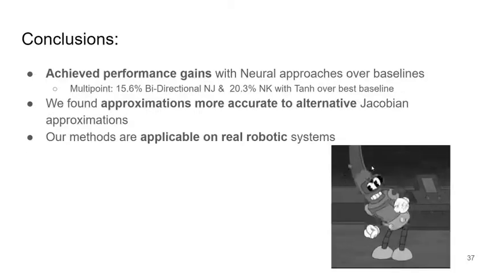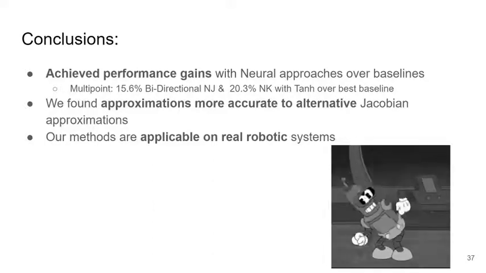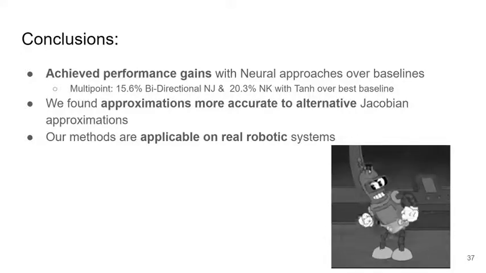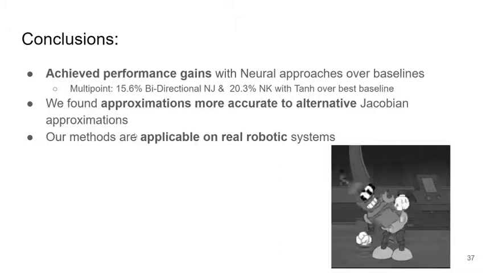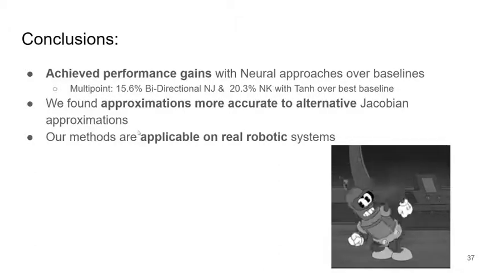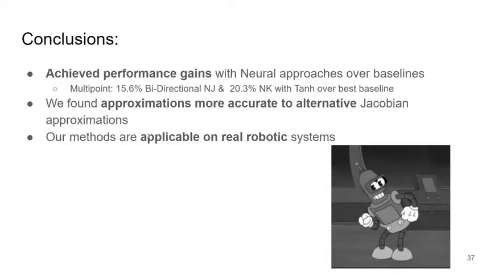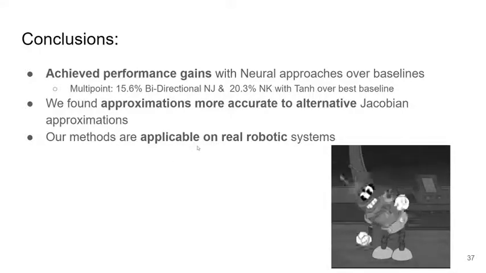And so in conclusion, we found that our methods could work as good as baseline. And we got a 50% improvement with a bidirectional neural Jacobian and 20% in the neural kinematics approach over our best approximation baselines. We found that our approximations can typically be more accurate and give some nice properties over alternative baselines that we considered. And we found that our methods were applicable on real robotic systems.